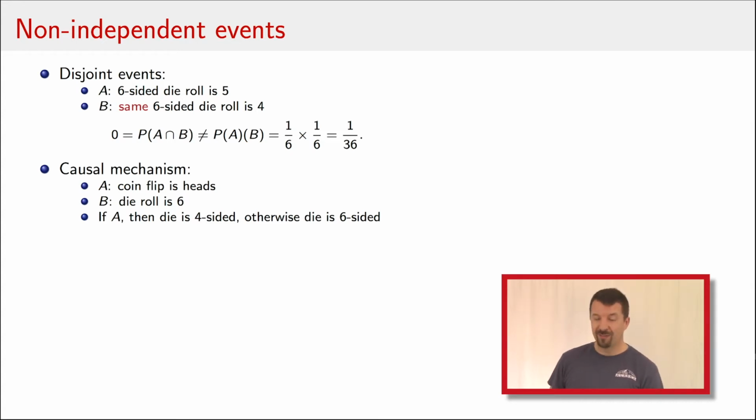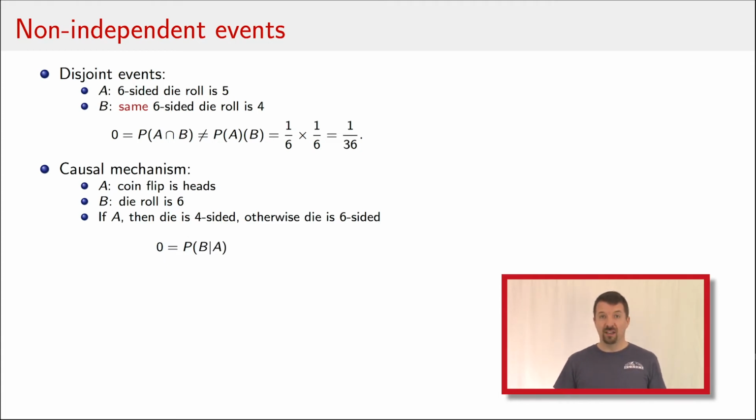And so, rather than using the joint probability that we've been using so far, I'm going to use this time the conditional probability. So, if we rolled a heads, that means we have a 4-sided die, and so what's the probability of this event B, which is that we get a 6 on a 4-sided die numbered from 1 to 4? Well, the probability is 0. So the probability of B given A, that is, rolling a 6 if we got a heads, that's 0.